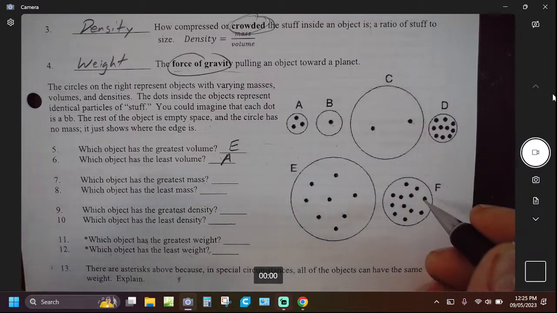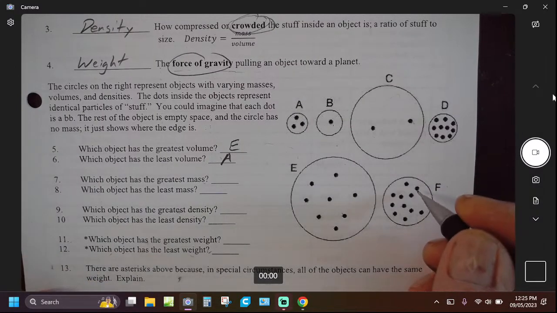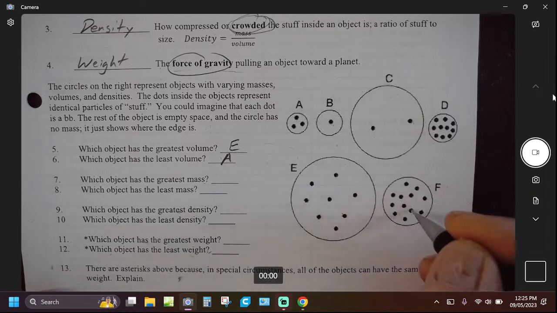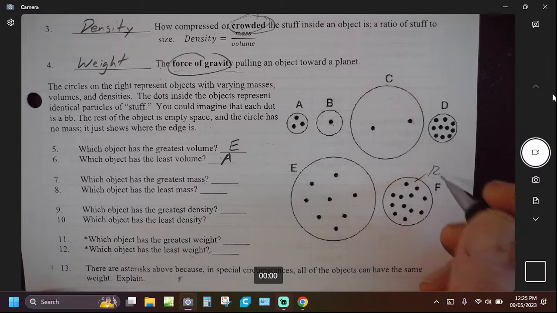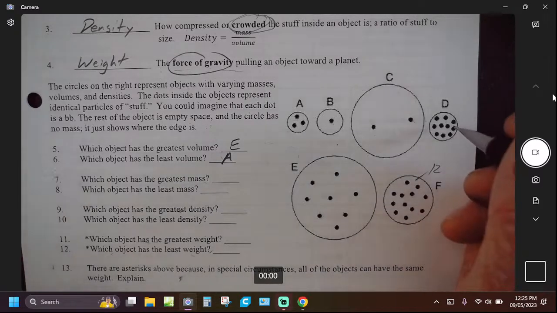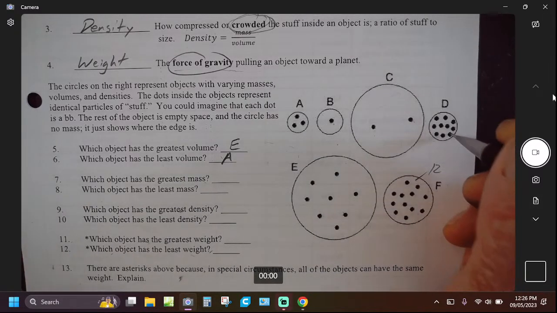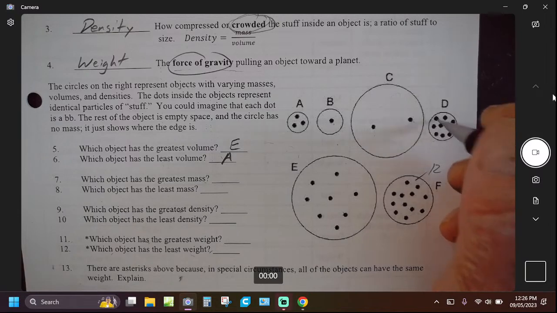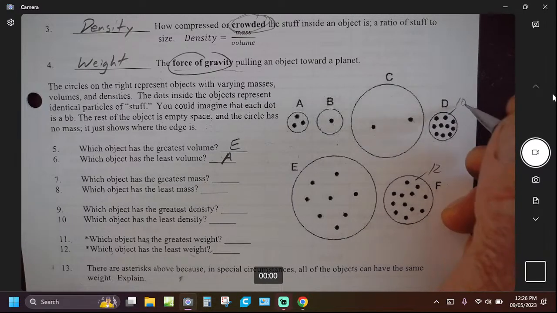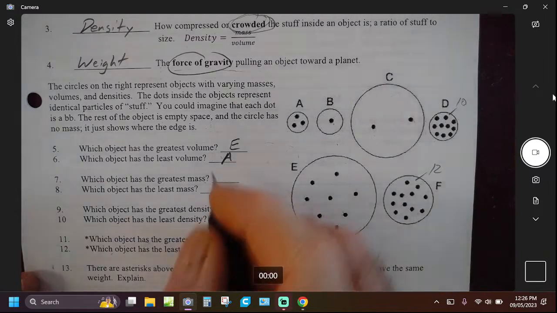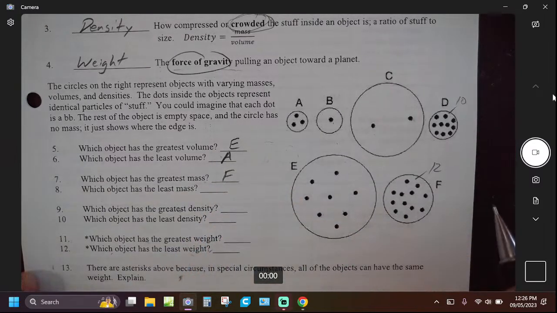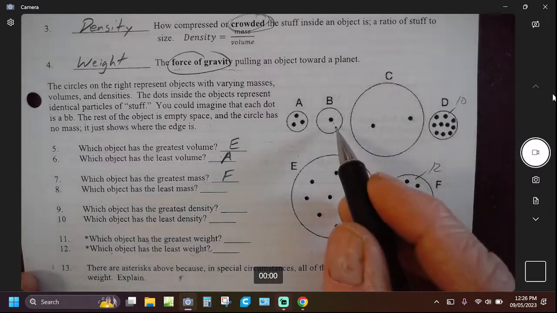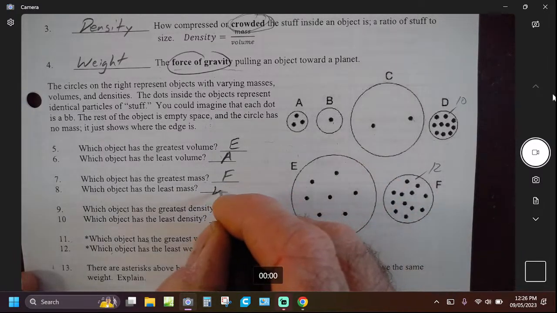So which one has the most stuff in it? F. And to figure out how much stuff is in there, you just have to count the BBs or count the dots. 1, 2, 3, 4, 5, 6, 7, 8, 9, 10, 11, 12. This one has 12 units of mass. This one looks like it's next. It's got 1, 2, 3, 4, 5, 6, 7, 8, 9, 10. So not quite as much stuff, so not quite as much mass. So the most mass is F, but it's not the biggest. Which one has the least mass? B, but it's not the smallest.